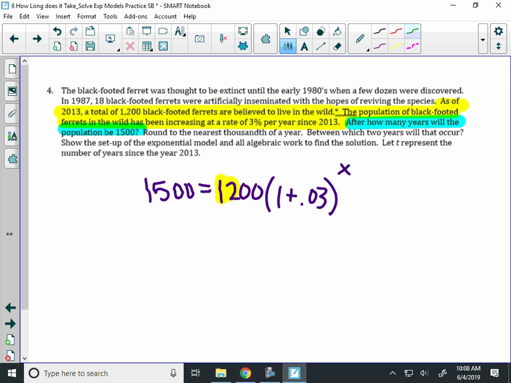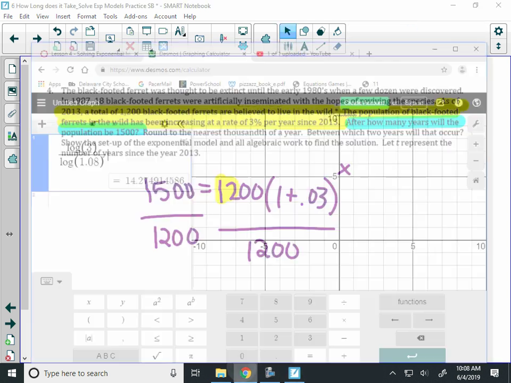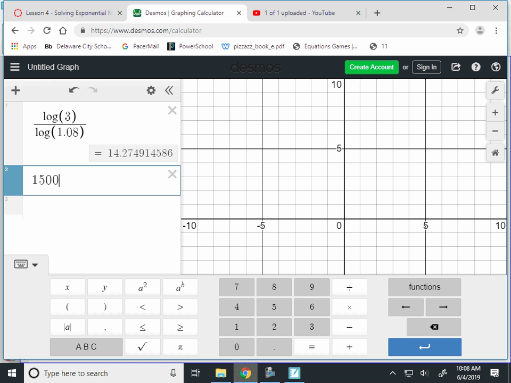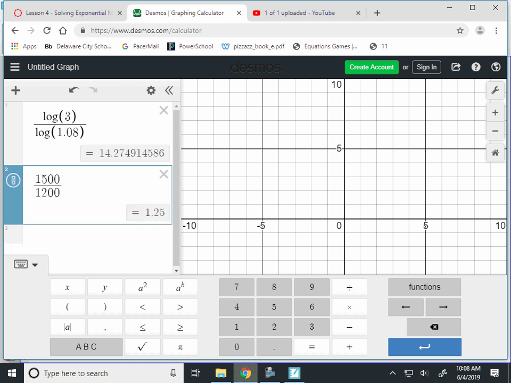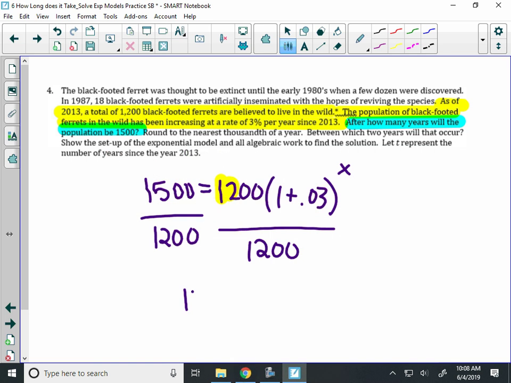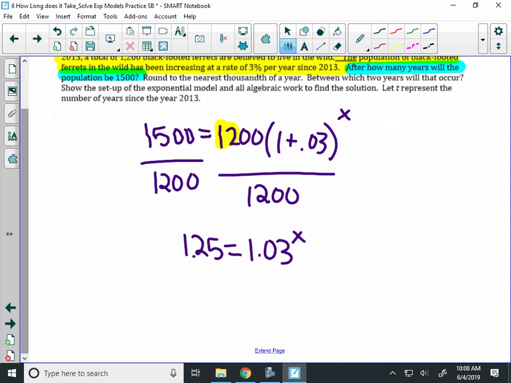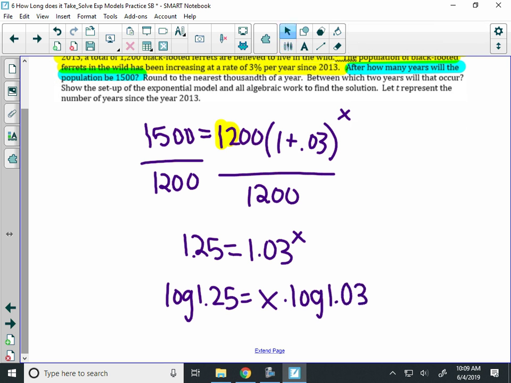So I'm going to solve this. I'm going to divide by 1,200. And let's see if 1,500 divided by 1,200 gives me a decent number. It does, 1.25. So I'm going to rewrite that as 1.25. So I have 1.25 equals 1.03 to the x. And then from here, all I have to do is take the log of both sides. Equals x times the log of 1.03. Remember, I can move that x in front by our logarithm law.